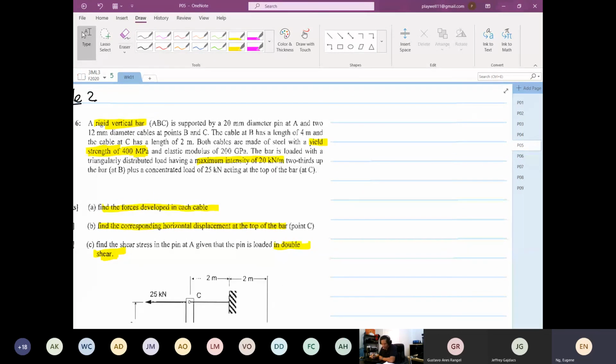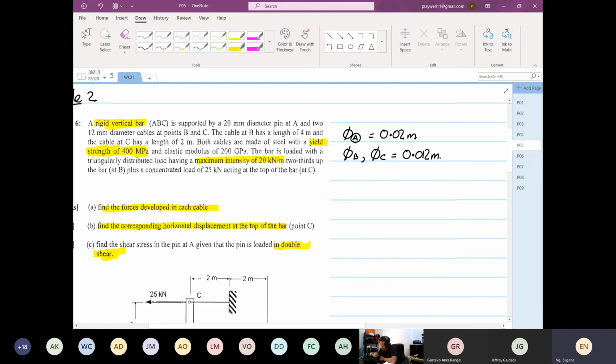So we're going to find the forces. We are given that the diameter at point A is equal to 20 millimeters, so convert to meters: 0.02 meters. The diameters of cable B and cable C are the same, 0.012 meters. So that's what we know.